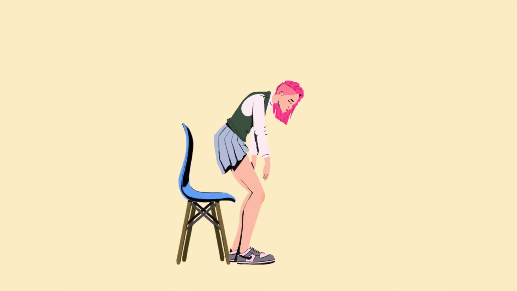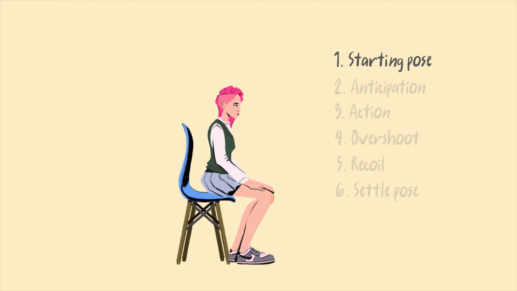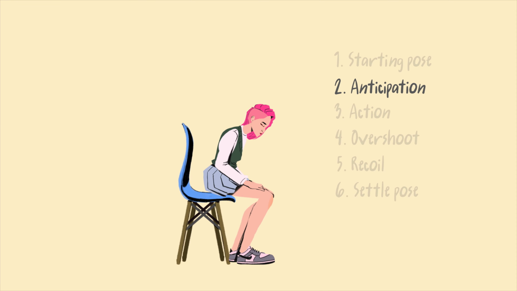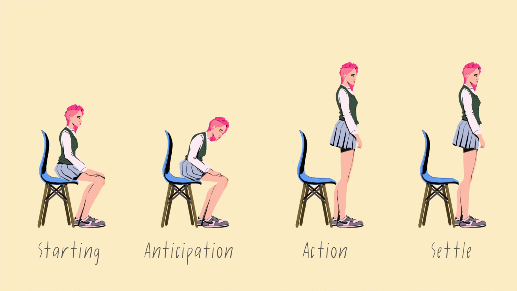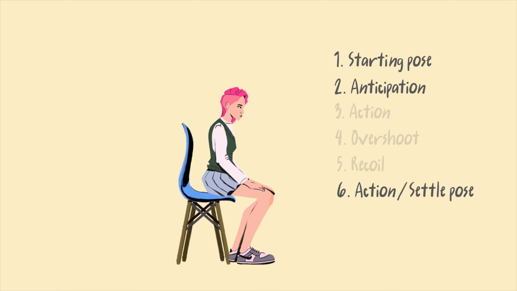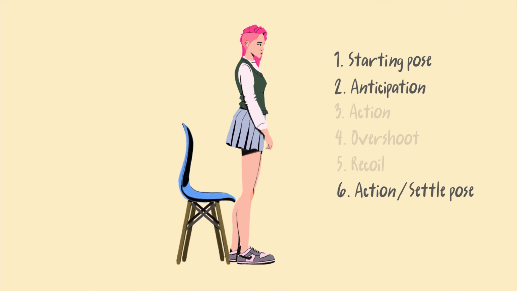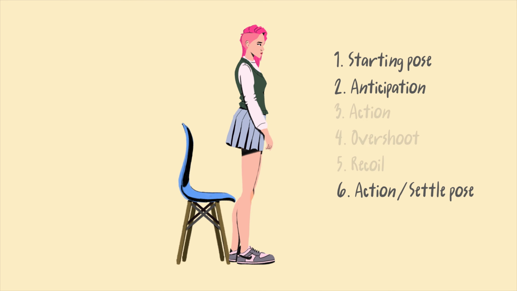So take a look at this animation. This animation has a starting pose, which is the sitting position. It has an anticipation pose, and the action is the standing up itself. You also notice that the action and the settle pose are the same. In this case, we can combine the action and the settle pose. So this animation doesn't have an overshoot or recoil because the speed or force isn't enough to justify an overshoot.